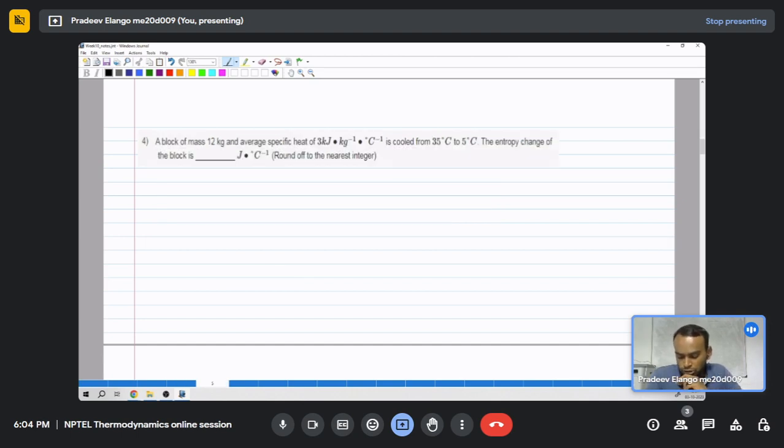Next problem: a block of mass 12 kg and average specific heat of 3 kilojoule per kilogram degree Celsius is cooled from 35 degrees to 5 degrees Celsius. The entropy change of the block is dash joule per degree Celsius. So we have mass as 12 kg, specific heat capacity is 3 kilojoule per kilogram degree Celsius, and T1 is 35 degrees Celsius and T2 is 5 degrees Celsius.